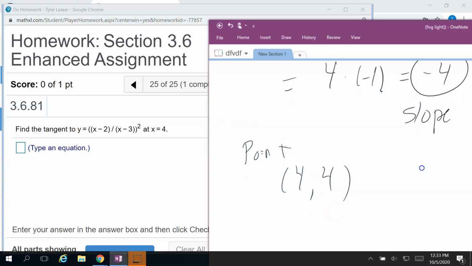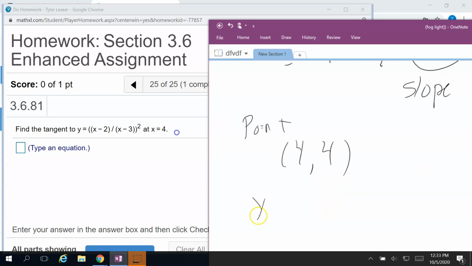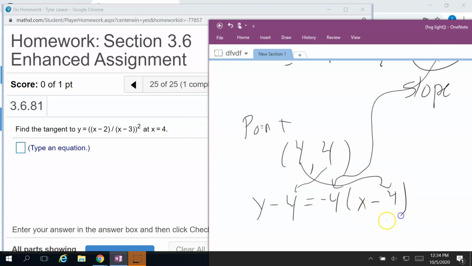And now that I have my slope and my point, it's just going to be y minus the y value of the point is equal to the slope times x minus the x value of the point. And then you can clean that up. Or you can just probably type it in like that and it'll count it right.